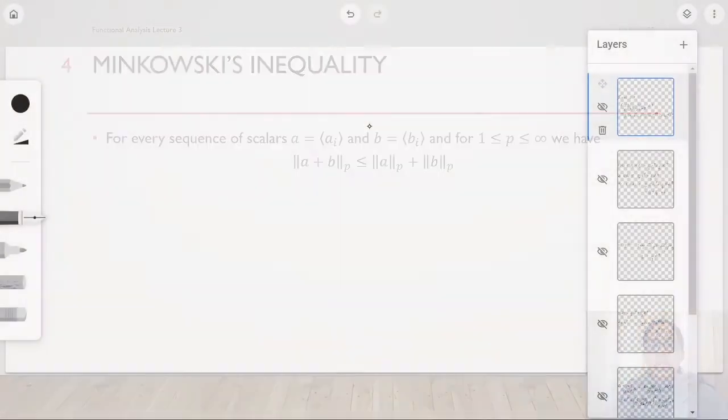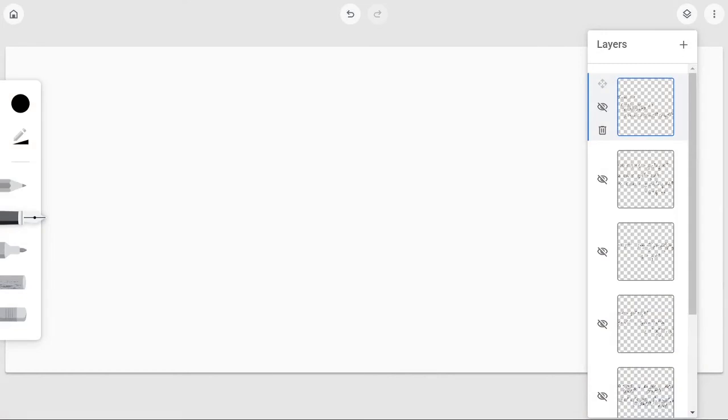In Holder's inequality we had just mentioned about the cases. We did not consider the case P equal to 1 and P equal to infinity, but in Minkowski's inequality we consider both these cases also, and also we will use Holder's inequality for the proof of Minkowski's inequality. So let us begin with the proof.